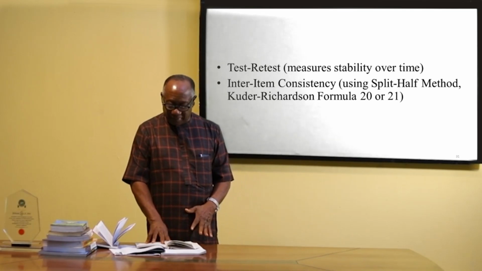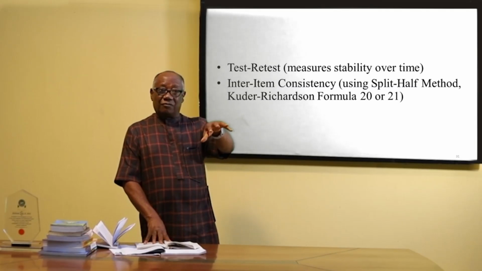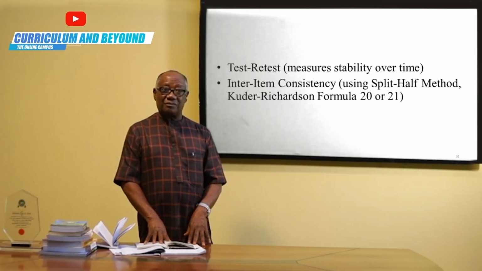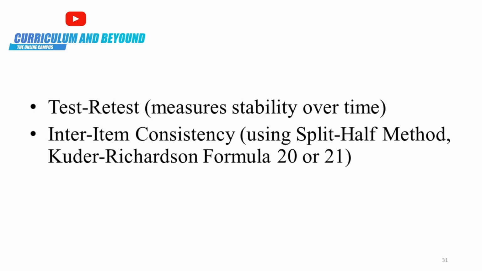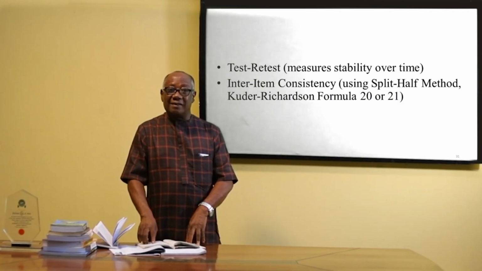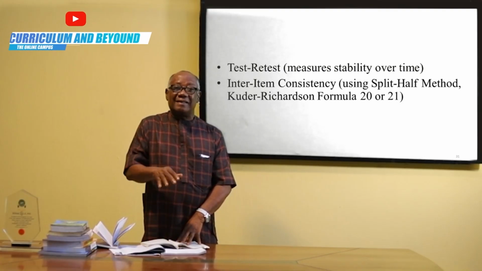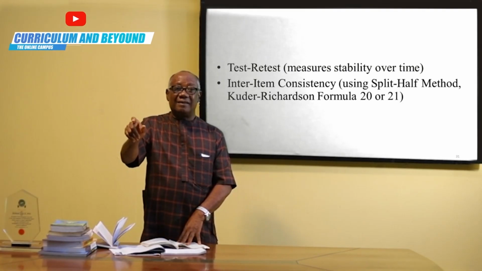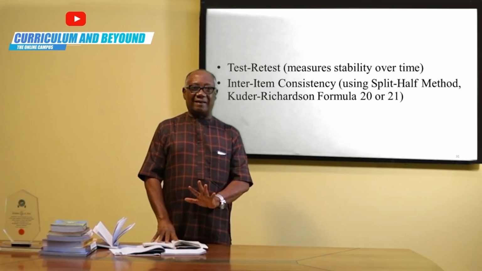So what is advisable to be used is the Kuder-Richardson method. And there are two types: Kuder-Richardson 20 and Kuder-Richardson 21. Kuder-Richardson 20 is used mostly for achievement tests. 21 is used for those items that you collect using the Likert scale questionnaire. I think that will make our case clearer.